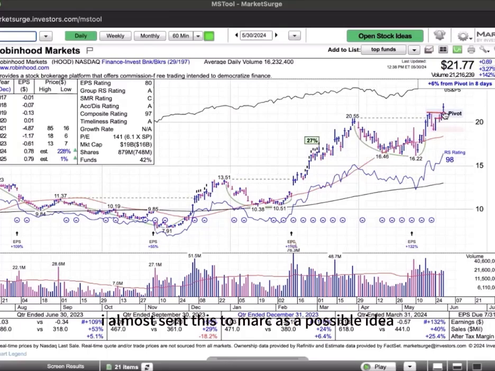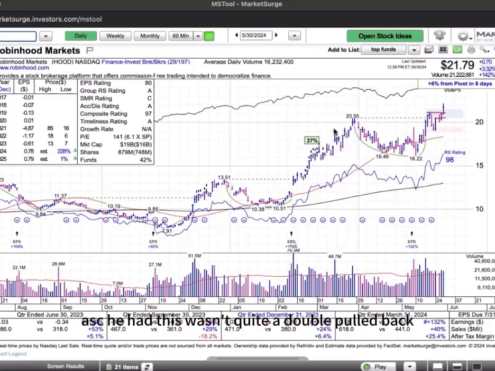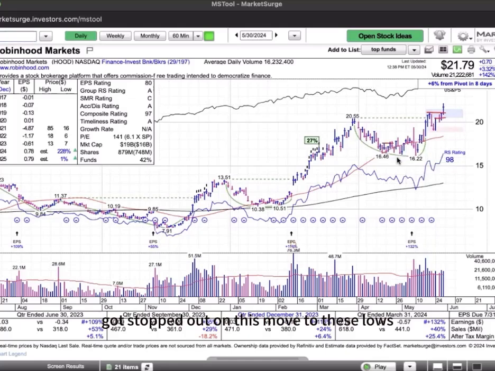I almost sent this to Mark as a possible idea today, because it's sort of power play-esque. You had this, wasn't quite a double, pulled back. We actually tried to get on board the name, I want to say down here, and got stopped out on this move to these lows. But if you see where Marky pointed out that little cheat, it tried to go there, shook out on earnings, but then snapped right back up. Then it was trying to form a right side, but it was just a tad bit early for us. But yeah, I think it looks okay.